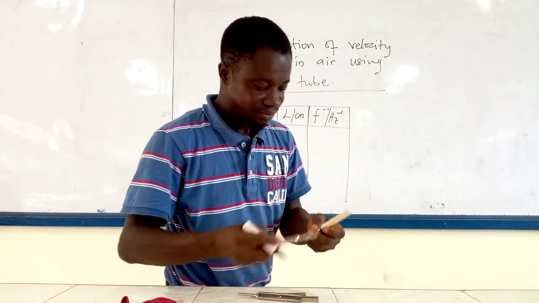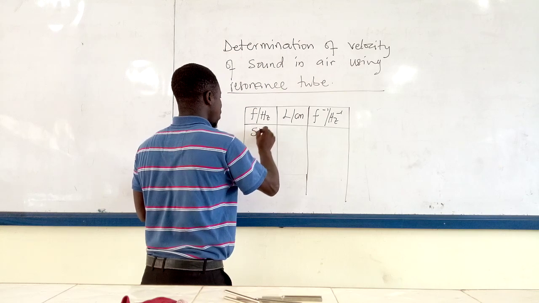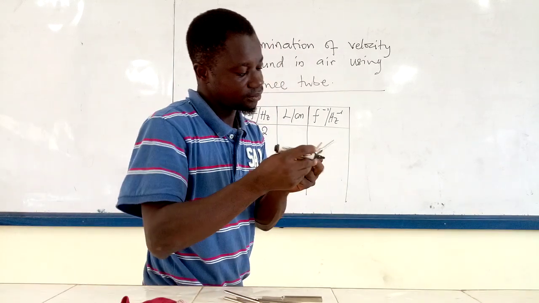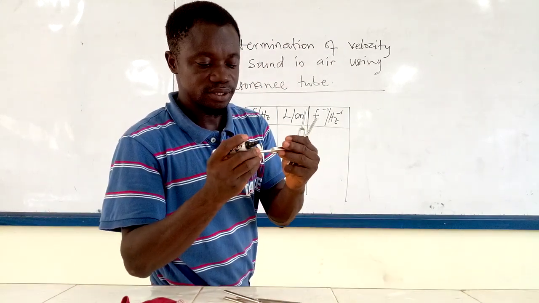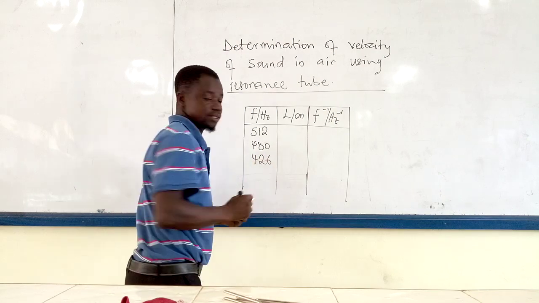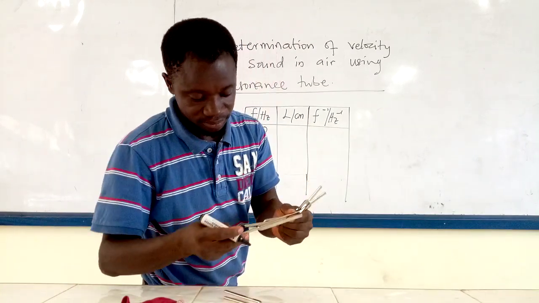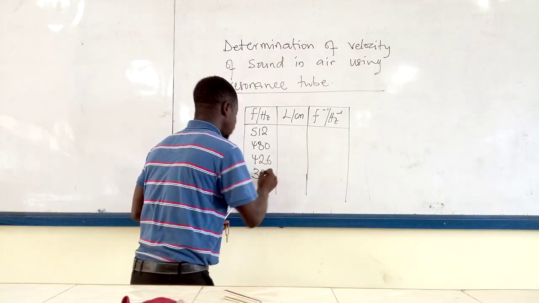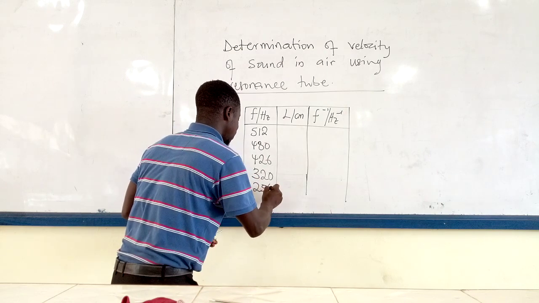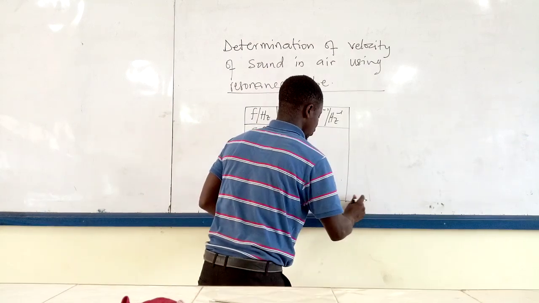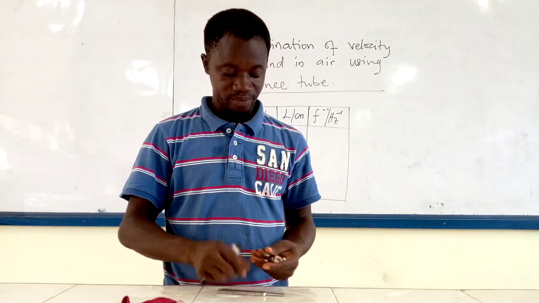So I'll pick the tuning forks one by one, then I'll write their frequencies. The frequency of this tuning fork is 512 Hertz. The frequency of this tuning fork is 480. The frequency of this tuning fork is 426. The frequency of this tuning fork is 320. I need at least 5 of them, and I have 5. And this is 256 hertz. Good. So this is my table. Once I have put the frequencies on the table, I will go through the experiment.